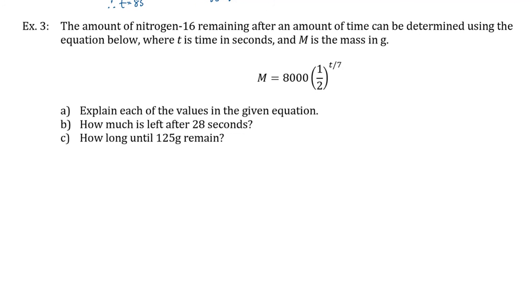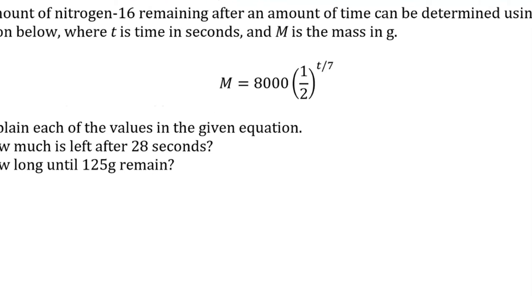Okay, the amount of nitrogen-16. This is a very specific kind of question. The amount of nitrogen-16 remaining after an amount of time has passed can be determined using the equation below, where T is time in seconds and M, capital M, is the mass in grams in this case. Sometimes it's grams, sometimes it's milligrams. This one's grams. So this is a half-life question. We'll see these in a couple more lessons down the road.